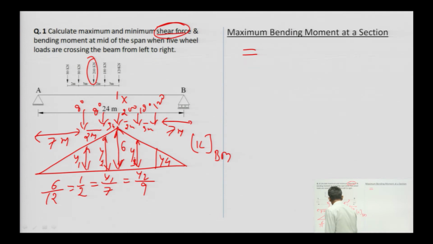Similarly, this angle and this angle are both the same. So, we can also write y 3 divided by, y 4 divided by 7, is equal to y 3 divided by 7 plus 3, 10. So, the values of the ordinates can be calculated through these equations. Okay.